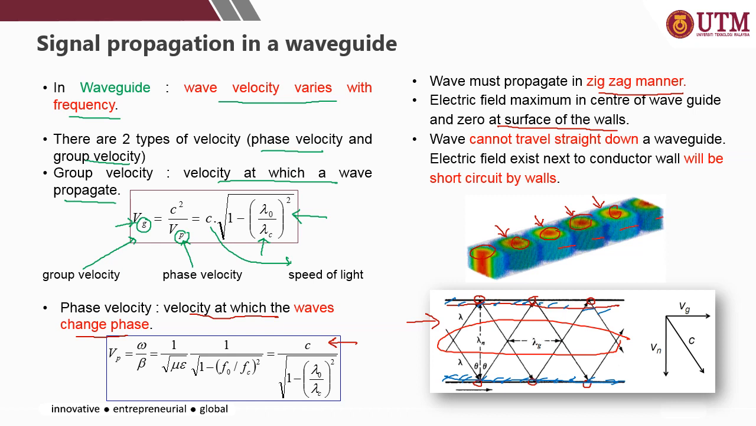Alright, in terms of the phase velocity and the group velocity, they are perpendicular to each other. So Vg, the group velocity, is the direction of the propagation, while Vn is the normal velocity, which is perpendicular to Vg.